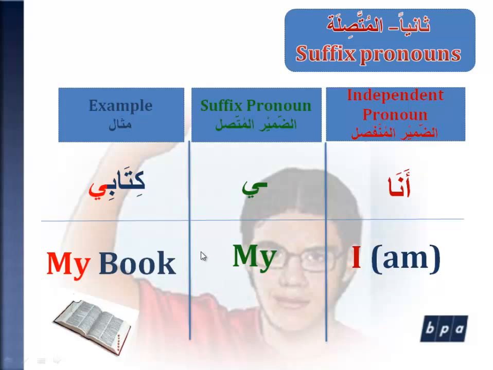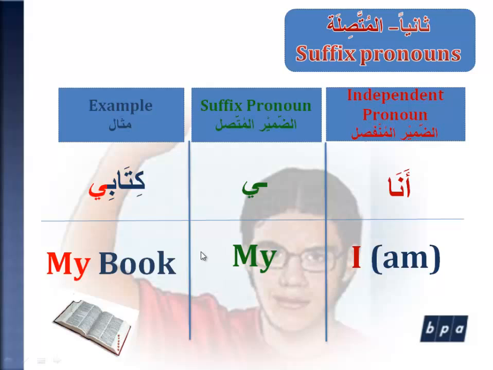Here's a quick overview of suffix pronouns, الضمائر المتصلة. Here we're showing the independent pronoun, الضمير المنفصل, and then we're showing its counterpart as an attached pronoun. And we give an example. And we're using book, which is kitab, as shown here in blue, as the word to explain the attached pronouns.